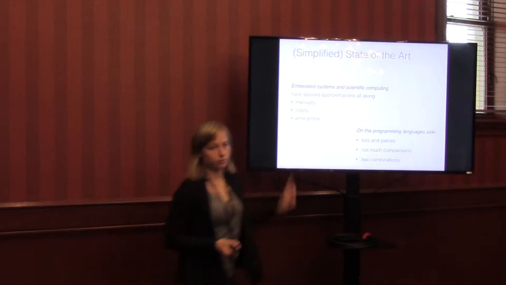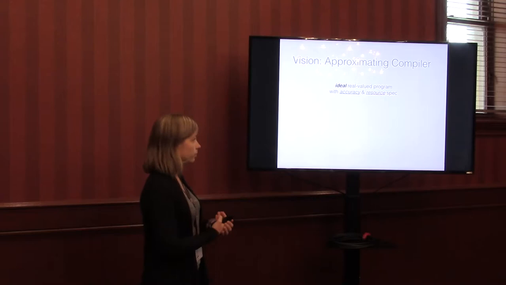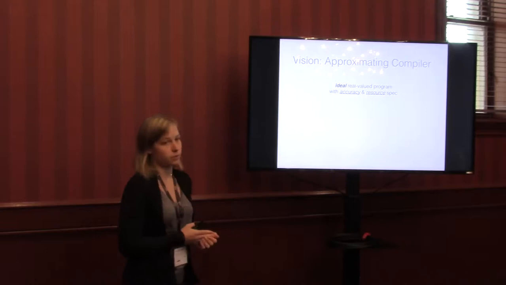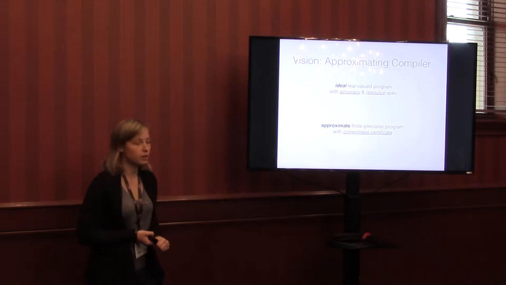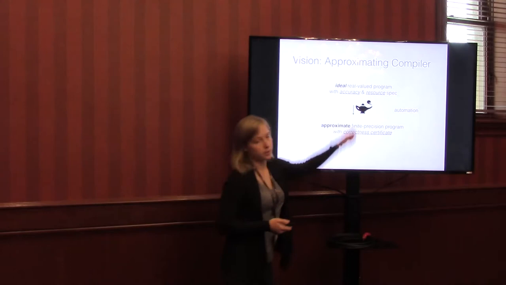And the vision here is that I want to build something that I call the approximating compiler, where the developer or scientist can write the ideal program they really want to compute if they had infinite resources, together with an accuracy and a resource specification. And then what they will get in the end is an approximated finite precision program that can actually be executed on real hardware, together with a correctness certificate that the accuracy is satisfied. And then we want to do this fully automatically. So we want to really replace that magic lamp here.